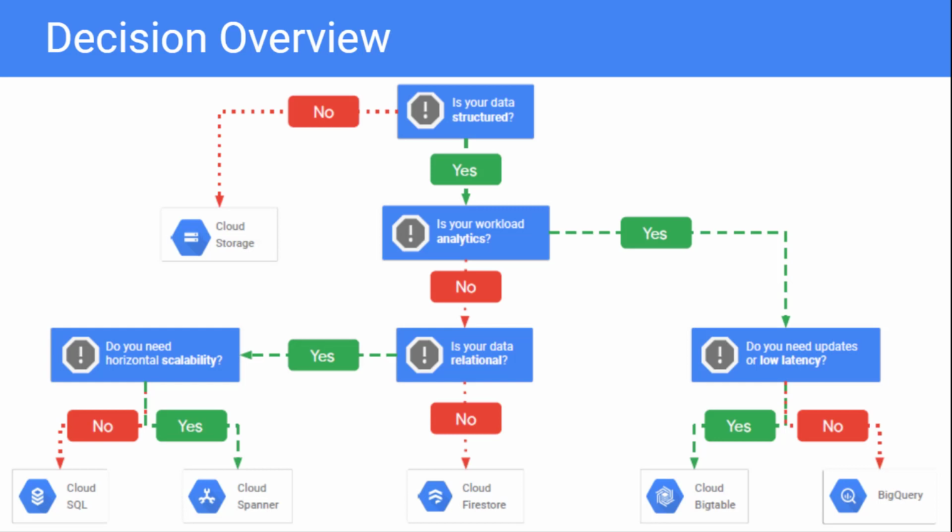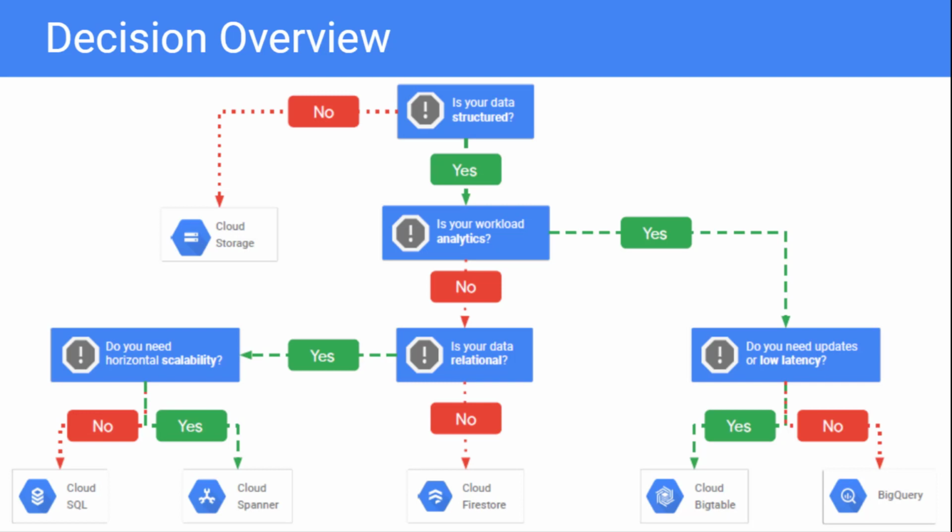The decision tree starts with the question: is your data structured? If it is not, choose Cloud Storage. If your data is structured, does your workload focus on analytics? If it does, you will want to choose Cloud Bigtable or BigQuery, depending on your latency and update needs.